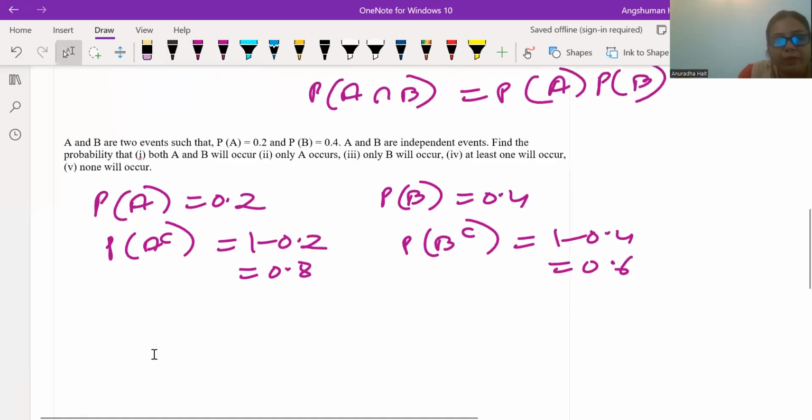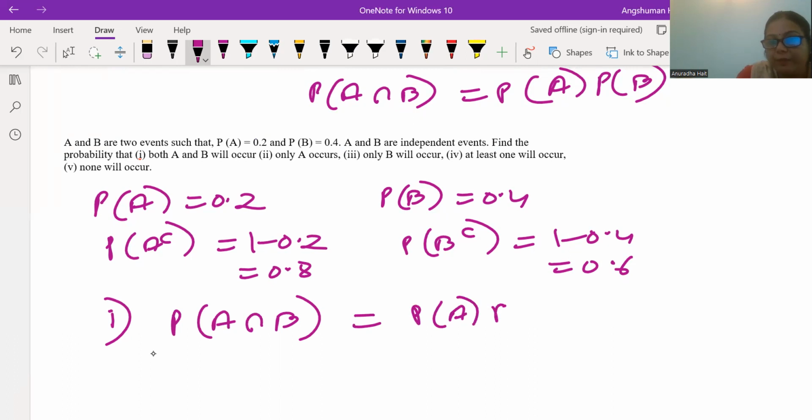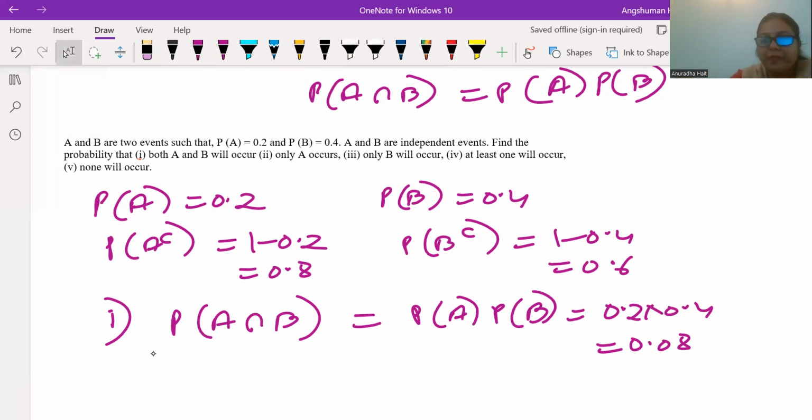Now we are going to find the first question: probability both of them will occur. Both of them means A and B simultaneously. So this is nothing but the formula of multiplication law. And as they are independent, the formula will be simply probability of A into B. So we have to multiply 0.2 into 0.4. Okay, so we get the answer 0.08. You can check in the calculator.